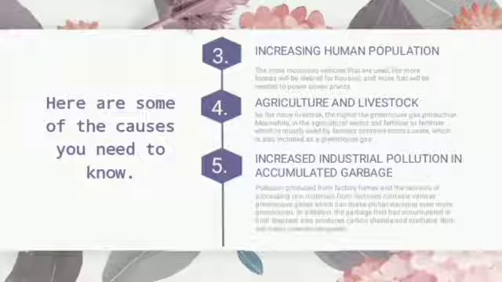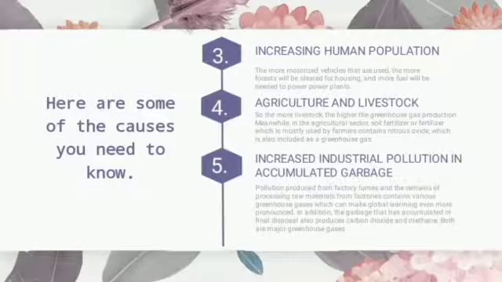5. Increased industrial pollution and accumulated garbage. Pollution produced from factory farms and the remains of processing raw material from factories contains various greenhouse gases which can make global warming even more pronounced. In addition, the garbage that accumulates in final disposal also produces carbon dioxide and methane, which are major greenhouse gases.